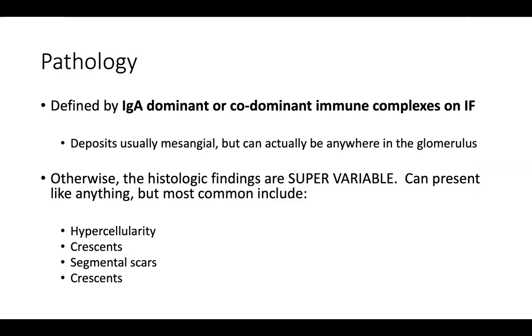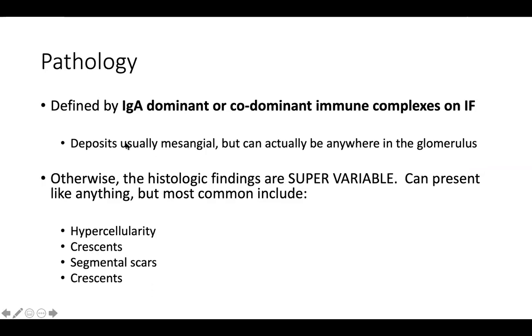So you have the IgA dominant staining. Okay, so that's how you make the diagnosis. So you must have IgA dominant. It can be positive for IgG2, but it must be dominant with IgA, which means that the brightness of the IgA is the brightest of all of the immunoglobulin stains. Or co-dominant, so at least as bright as the brightest stain.